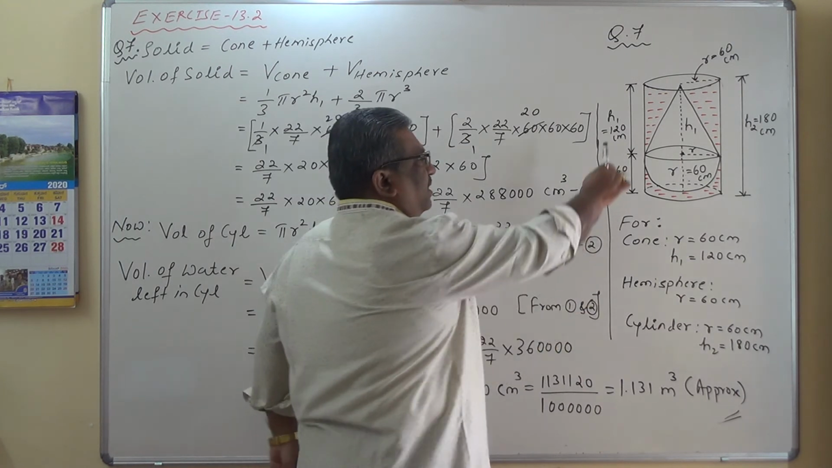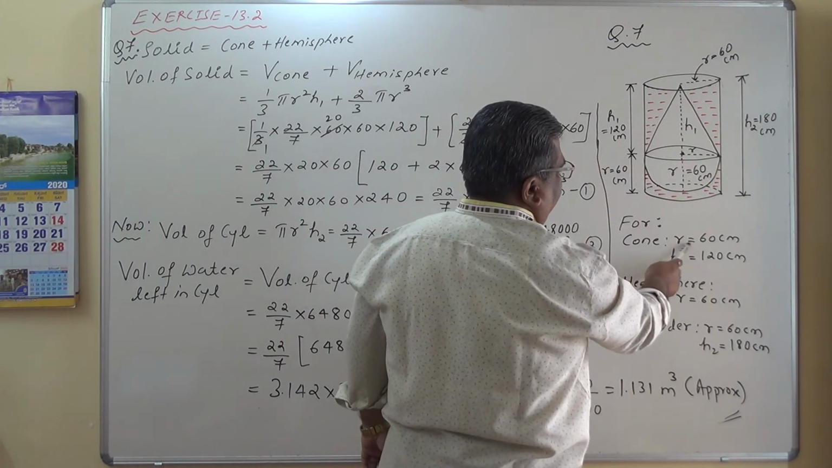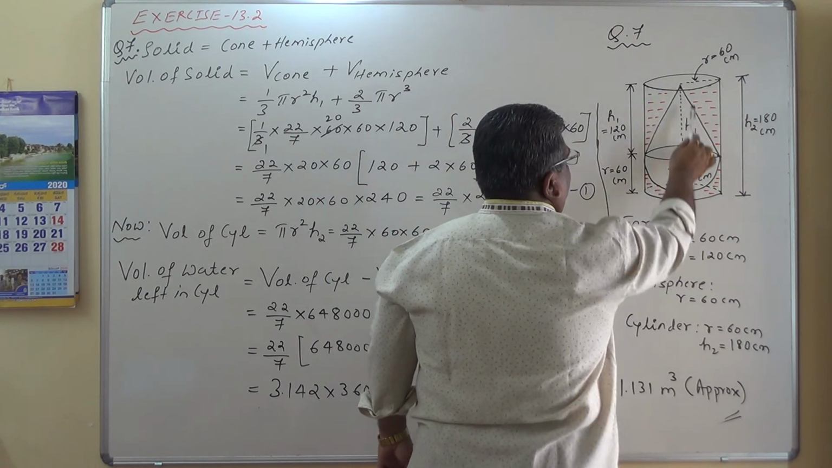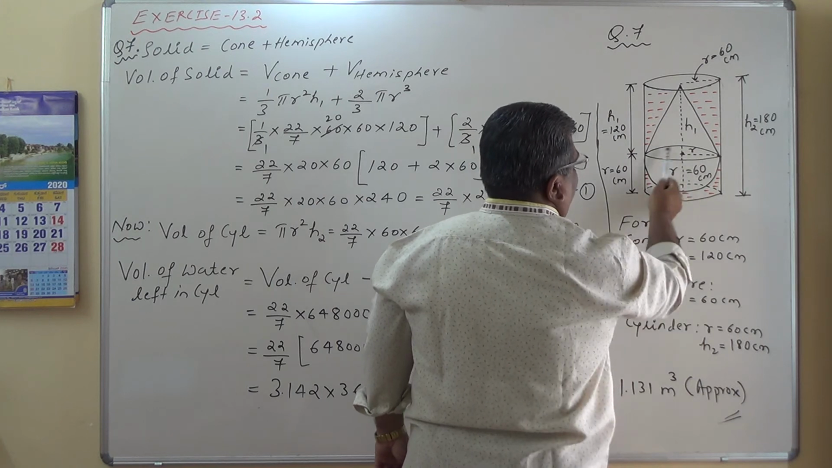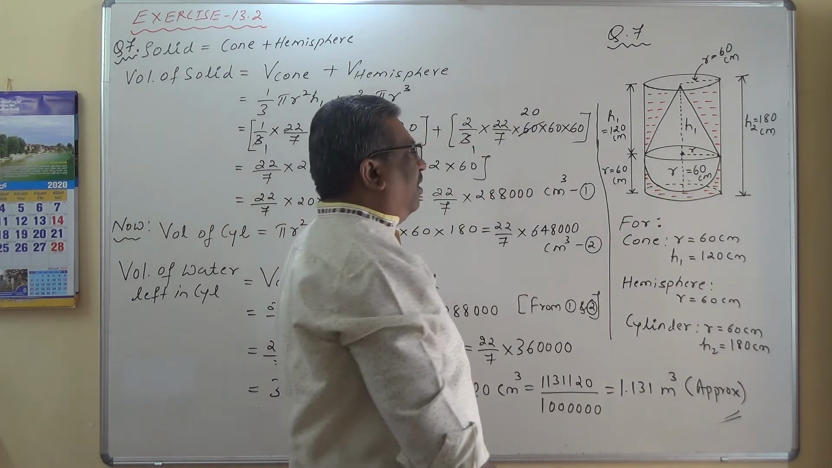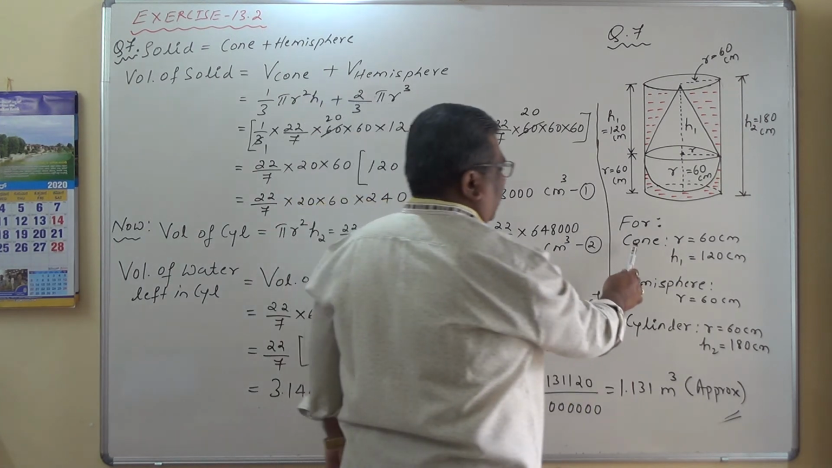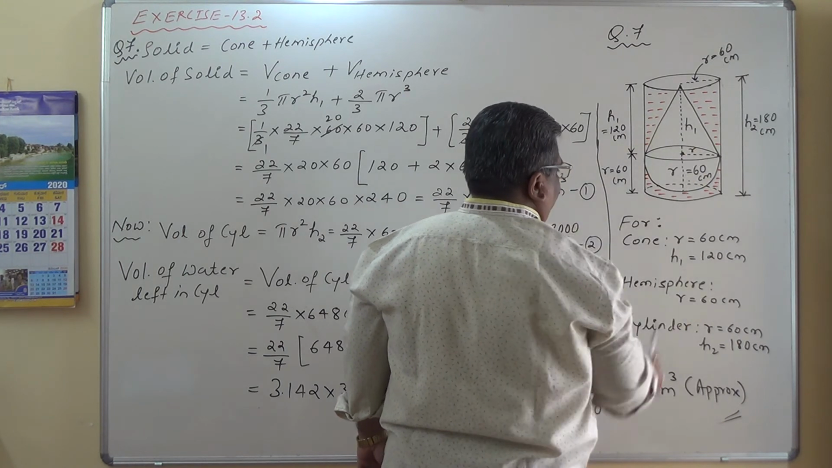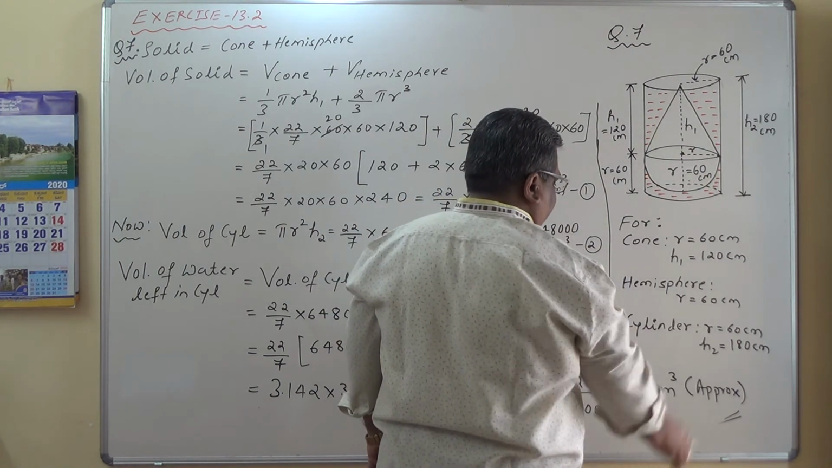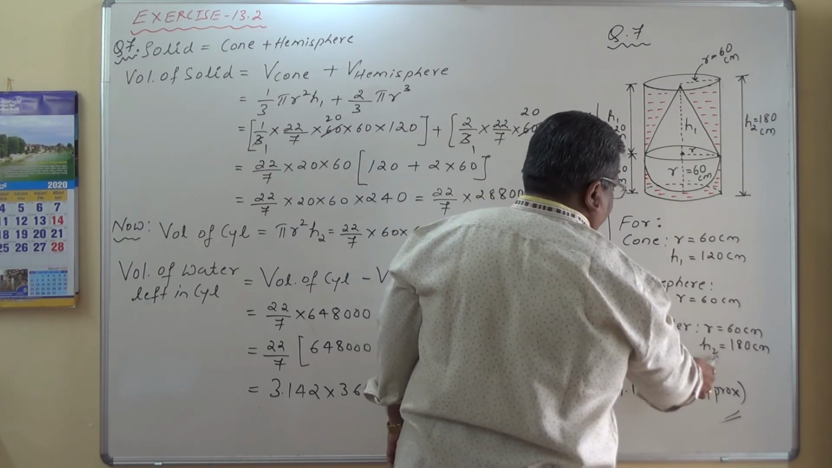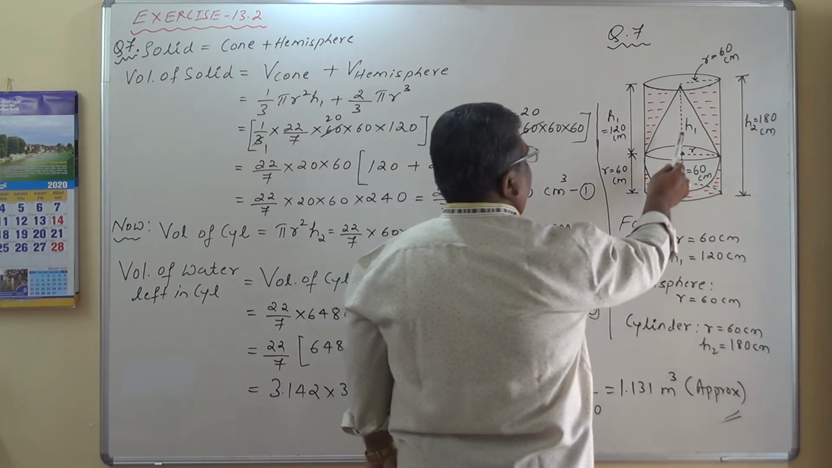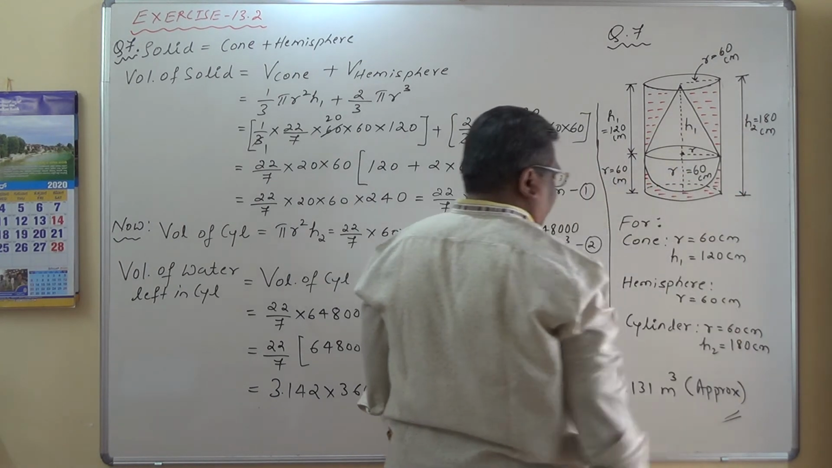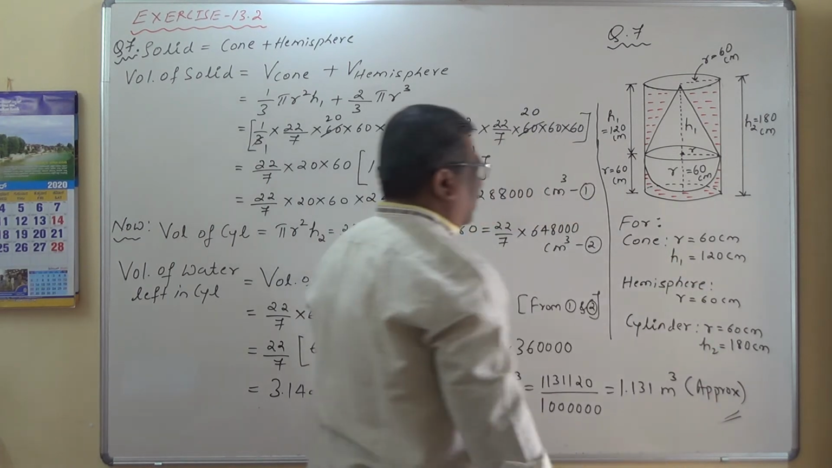Okay, so all these dimensions have been given. For cone, r equals 60 centimeter. Here the radius is same for cylinder, for cone, that is the base radius, and for hemisphere, that is the base radius. All these are same here. So let us populate the values. For cone, r equals 60 centimeter and h1 is 120 centimeter. For hemisphere, radius is 60 centimeter. For cylinder, r equals 60 centimeter and height h2. In order to differentiate between height of cone and cylinder, I am taking h1 as height of the cone and h2 as height of the cylinder. So h1 is 120, h2 is 180 centimeter.